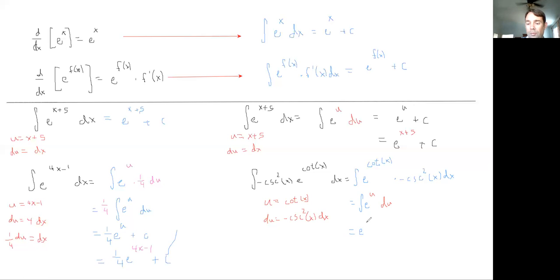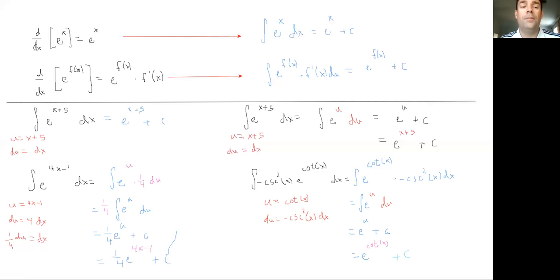So e to the u plus c. And that means we have to plug that back in. So e, got to get my cotangent back in there. Plus c.